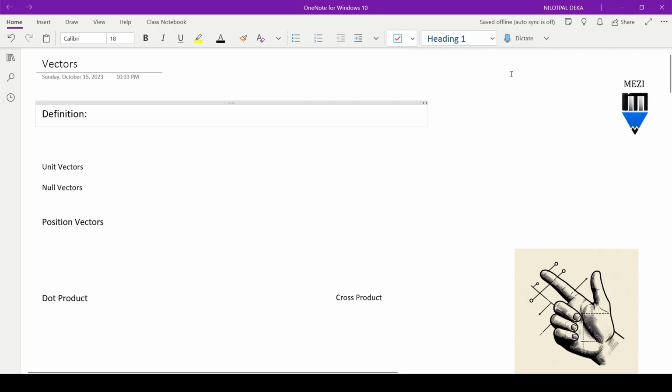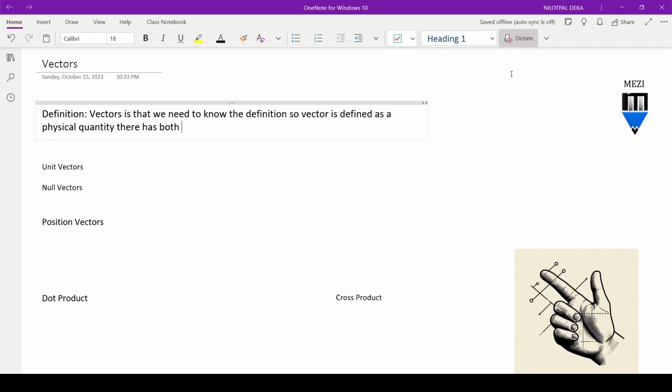So the first thing about vectors is that we need to know the definition. A vector is defined as a physical quantity that has both magnitude and direction, and we can contrast this with scalars because they have only magnitude, right? So the important difference between scalars and vectors is in the sense of direction.